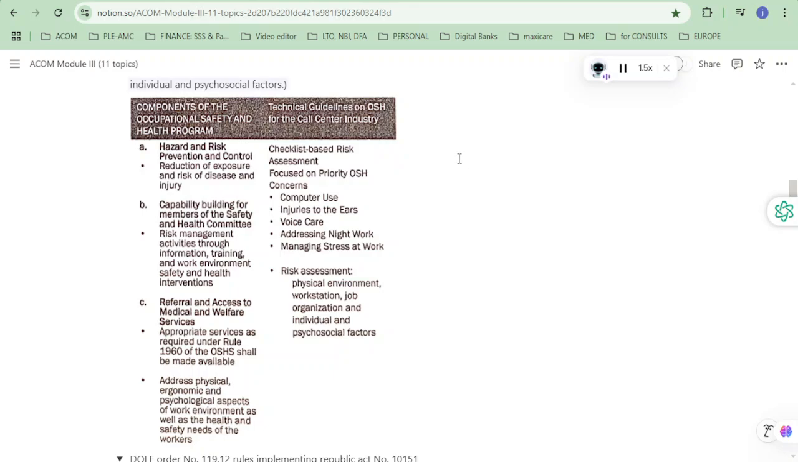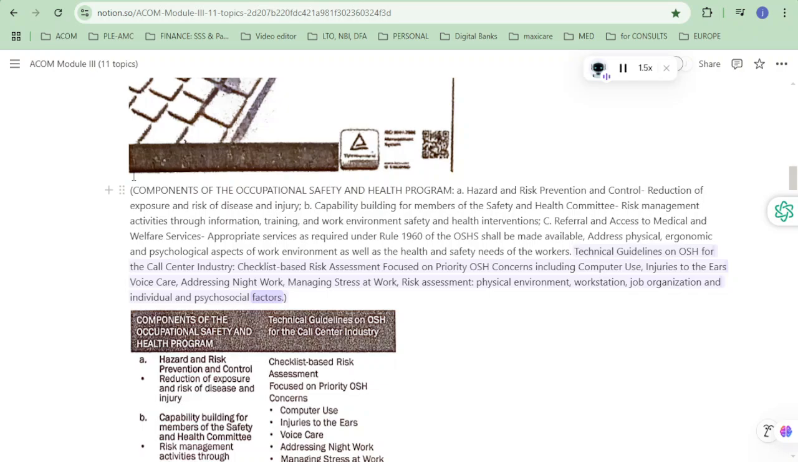Technical Guidelines on OSH for the Call Center Industry. Checklist-based risk assessment focused on priority OSH concerns including computer use, injuries to the ears, voice care, addressing night work, managing stress at work, risk assessment, physical environment, workstation, job organization, and individual and psychosocial factors.